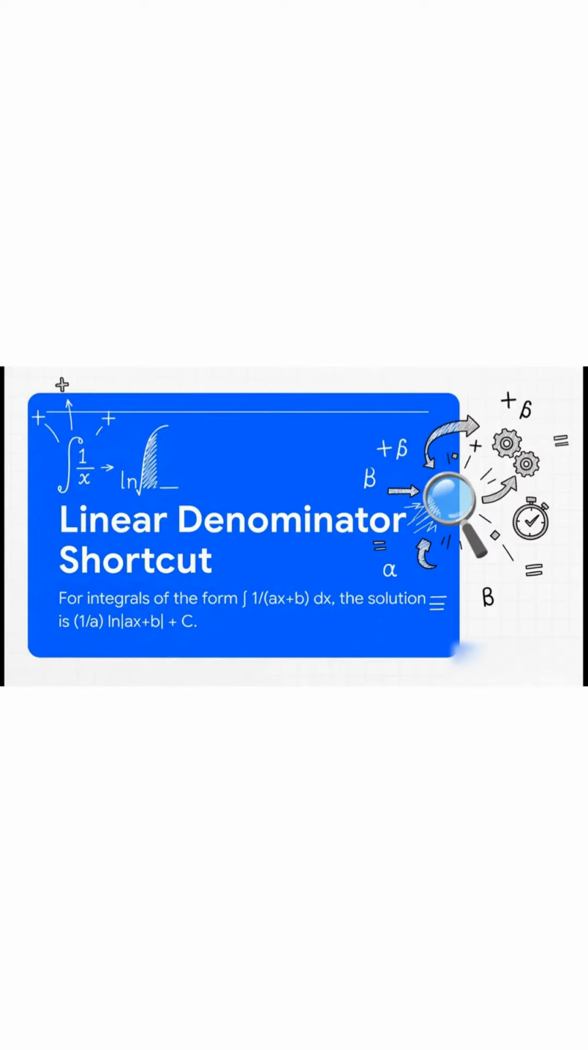But hey, here's a pro tip. Before you jump into all that work, always check for this shortcut. If your fraction is just a simple 1 over a linear function like ax plus b, there's a direct formula. As you can see, the solution is just 1 over a times the natural log of that denominator. This will save you so much time.